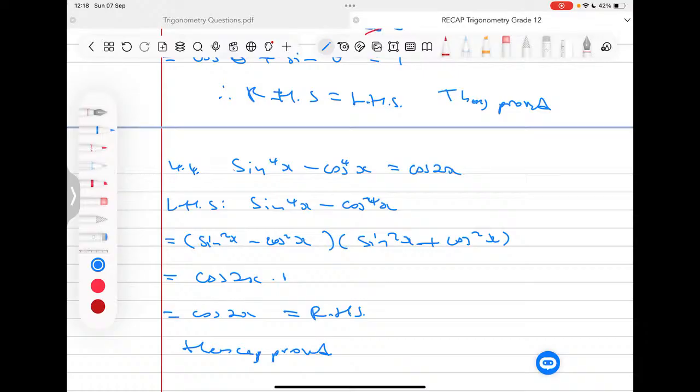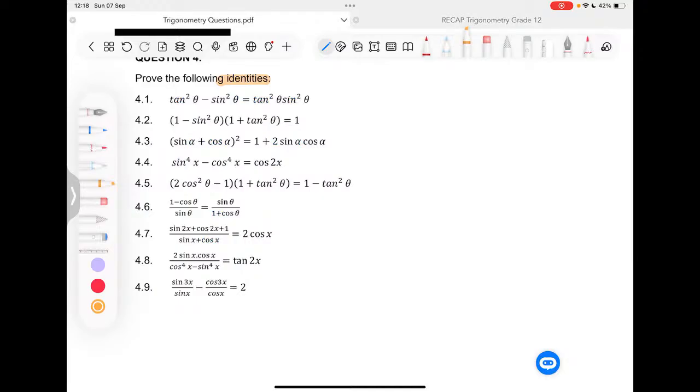We'll move along to the next question, which is question 4.5. I think I'll skip that for you to have some practice. And perhaps I'll do question 4.6.